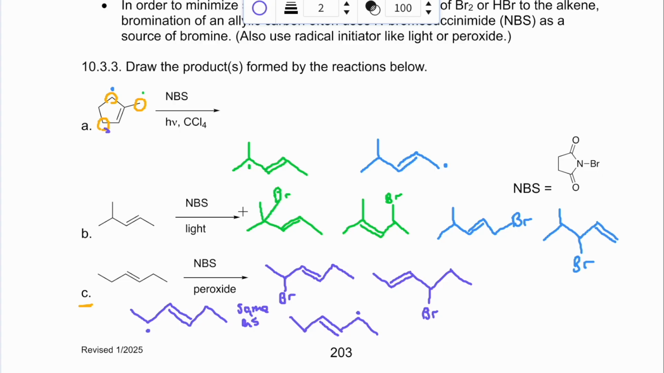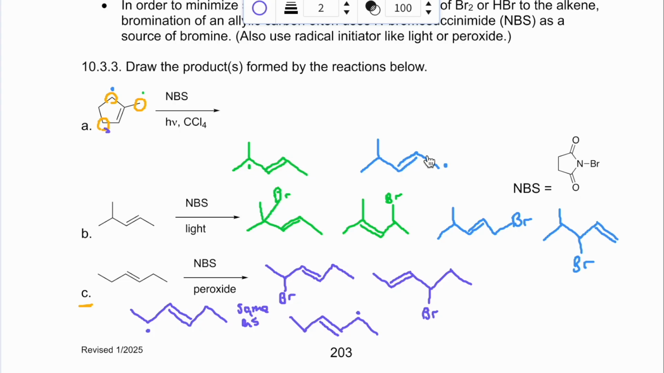For B, I've come up with two different possible radicals that can form, because we have an allylic carbon over here, this tertiary one, and we have an allylic carbon on the end, the primary one. So if the tertiary one forms, again, that is delocalized over these two carbons. So the bromine could be on the tertiary carbon or on the secondary carbon that's two away from that. If we have the bromine add to this, because remember the radical is distributed along this 3-carbon piece, so it's on this end and it's on that end. So the bromine can go either spot.